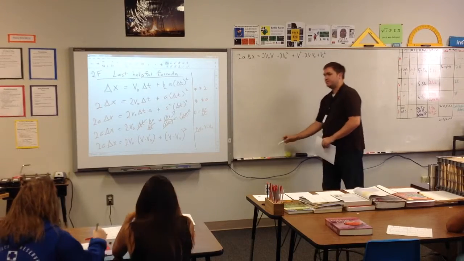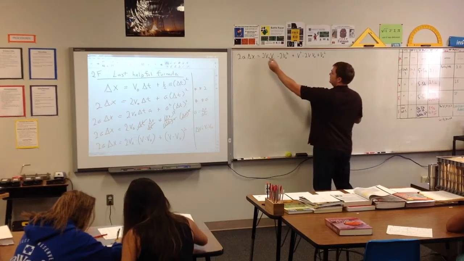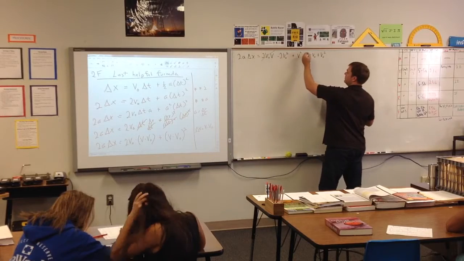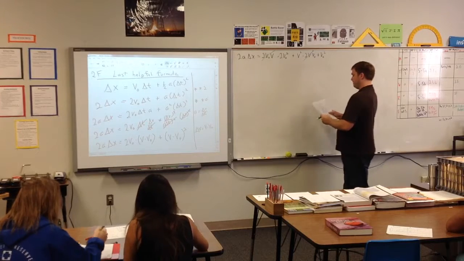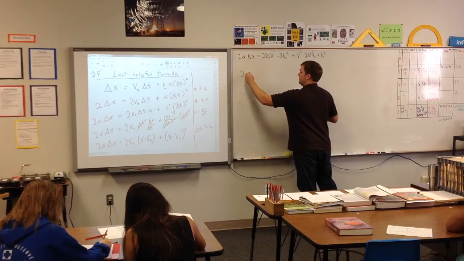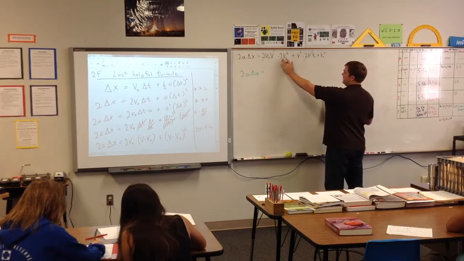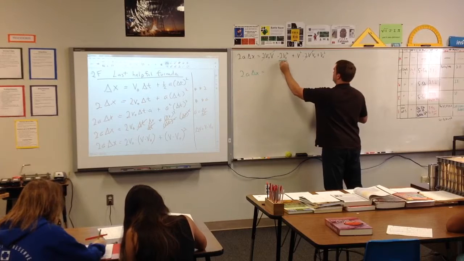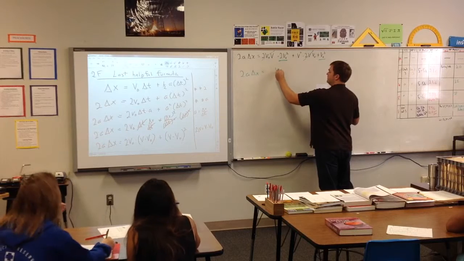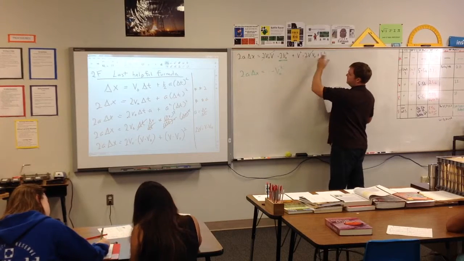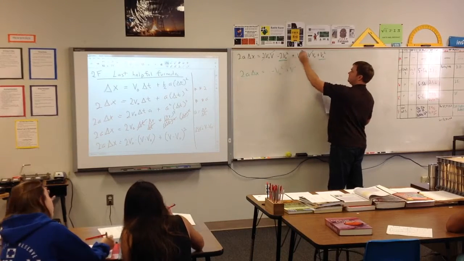Alright, almost finished. So let's see what we have here. 2 v naught v minus 2 v naught v. So those go away completely. Left hand side we still have 2a delta x equals, and if you notice here we have a minus 2 v naught squared and a plus v naught squared. So that's going to be just a minus v naught squared. So minus 2 plus 1, so minus 1. And then plus v squared. That's that term right there.